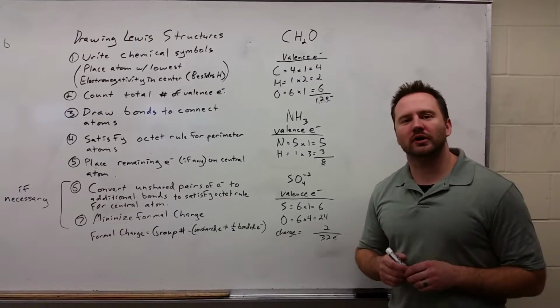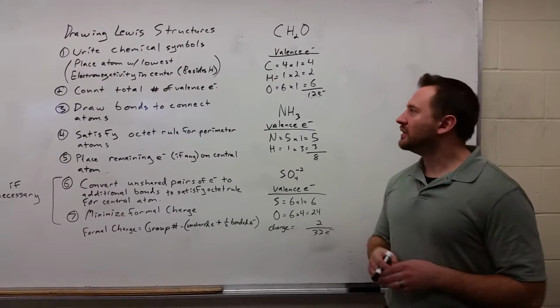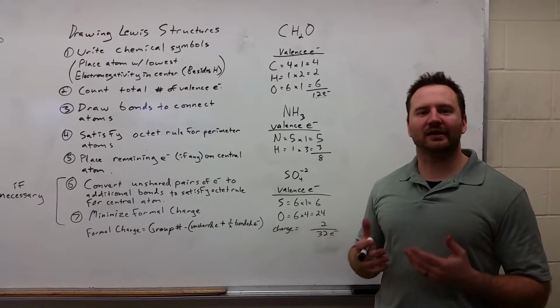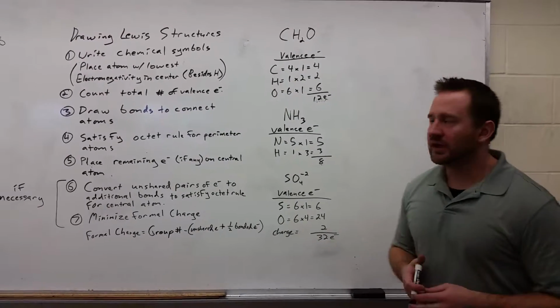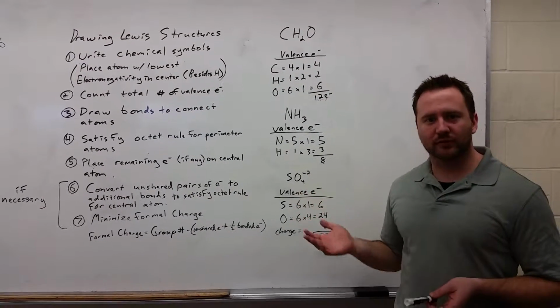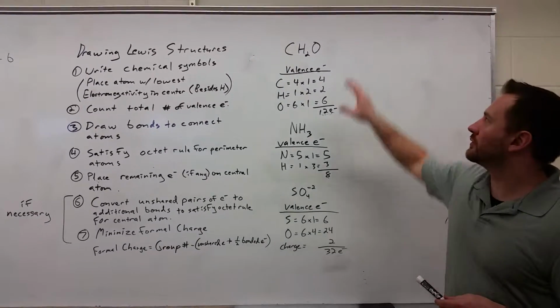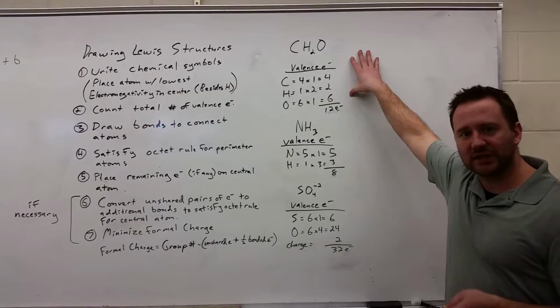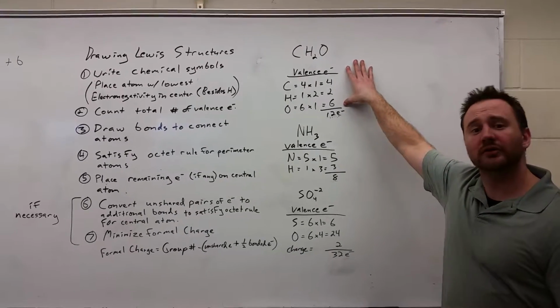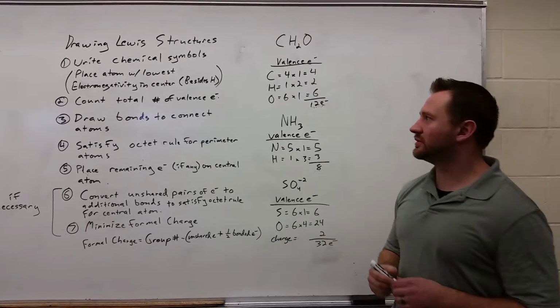Today we're going to learn how to draw Lewis structures. And Lewis structures basically represent how the atoms in a molecule could be arranged. In order to do so, we have to follow a couple simple rules, and I'll show these through a few examples for you. First, we're going to do formaldehyde, which is CH2O, meaning there's one carbon, two hydrogen, and one oxygen present in the molecule.